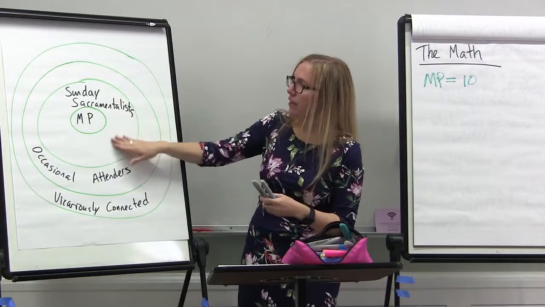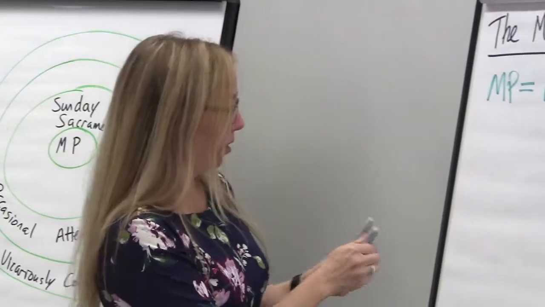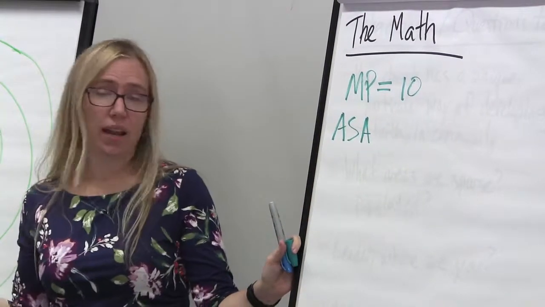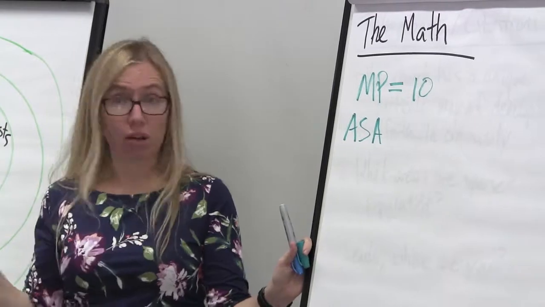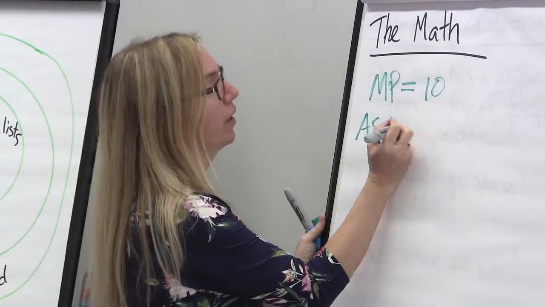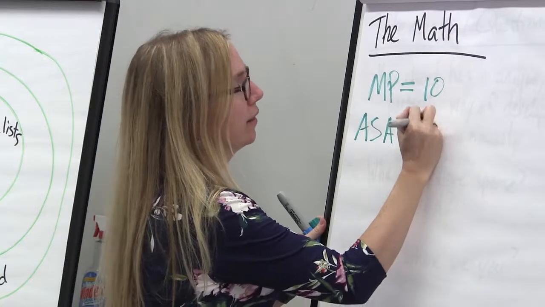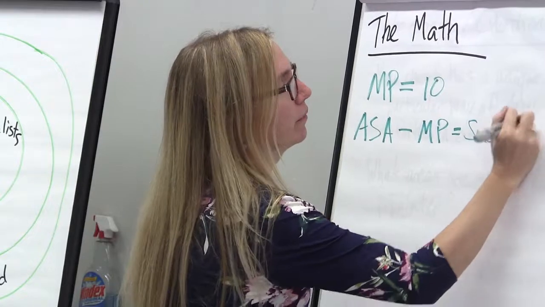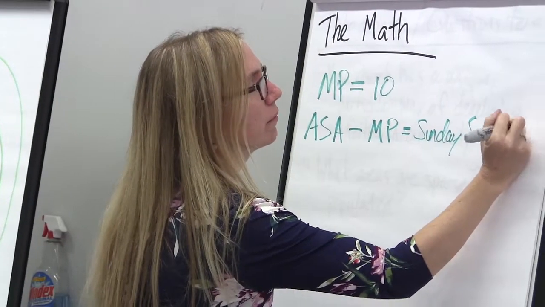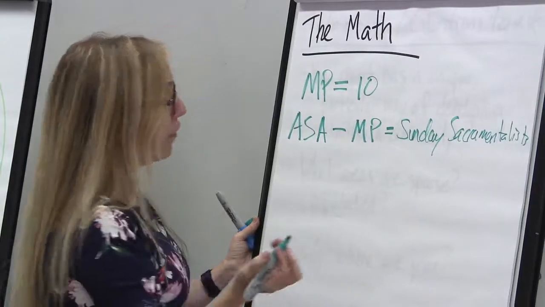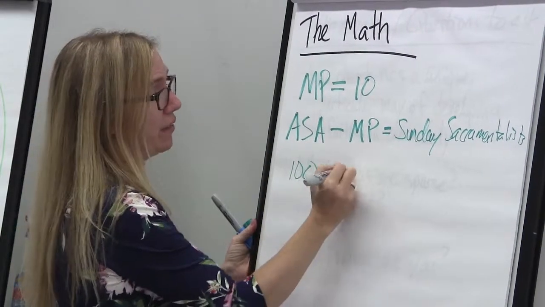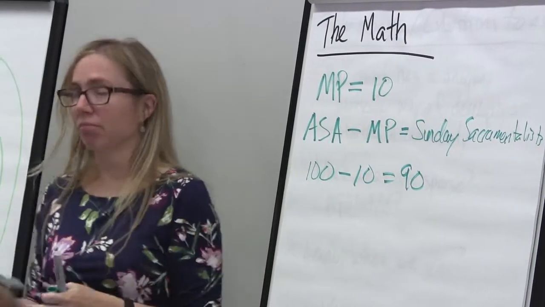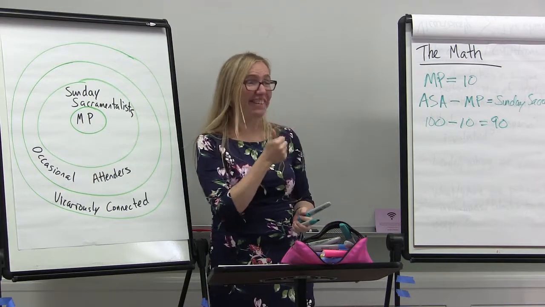To figure out the Sunday sacramentalists, you're going to take your ASA, which stands for Average Sunday Attendance. It's an acronym you're going to hear a lot as you interact with the college. You take your ASA minus mature practitioners, which equals Sunday people. So if your ASA equals 100 and you decided you have 10 mature practitioners, then you've got somewhere in the area of 90. My math checker says that was correct.